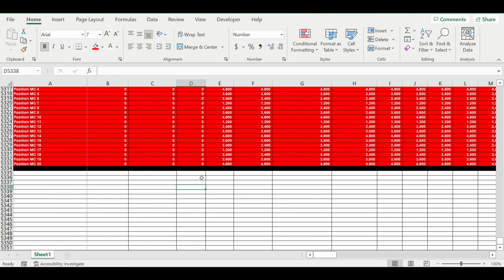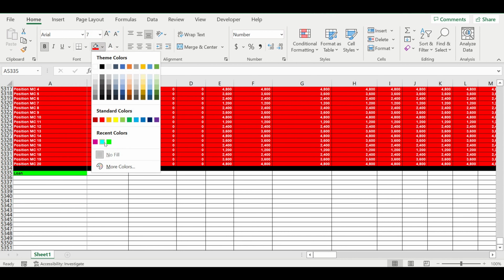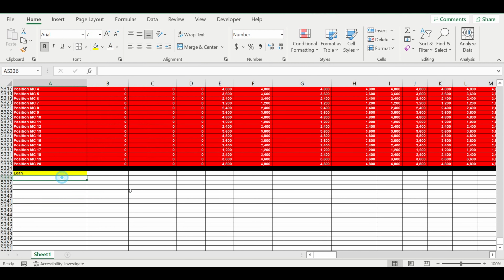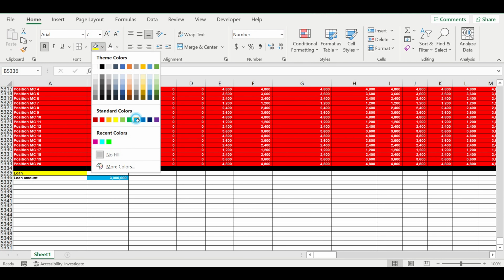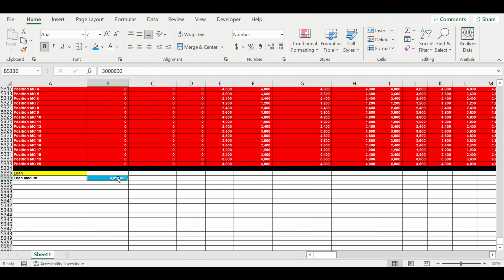So today our topic is the loan. This will be the block of inputs. The first is loan. The first parameter that affects this block of inputs is loan amount. Let it be, for example, $3 million. So this is the input, so we color it with blue. Blue goes with all our inputs. So this is loan amount.